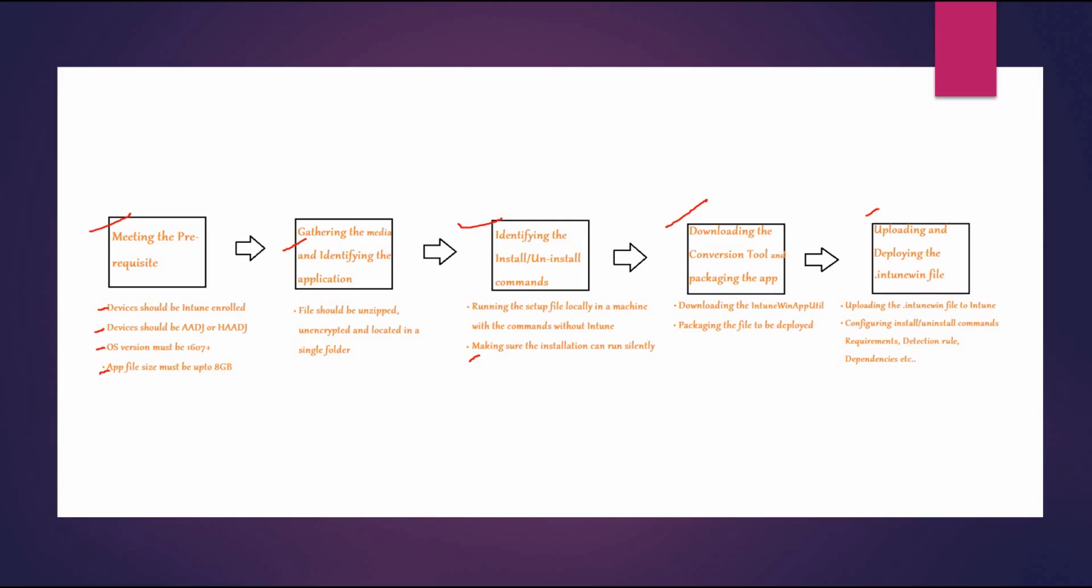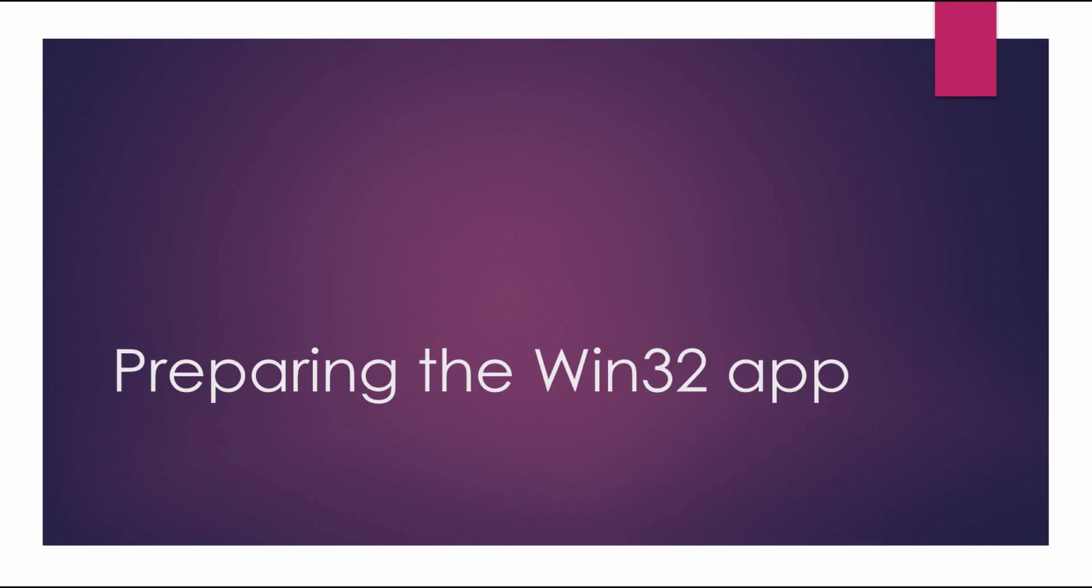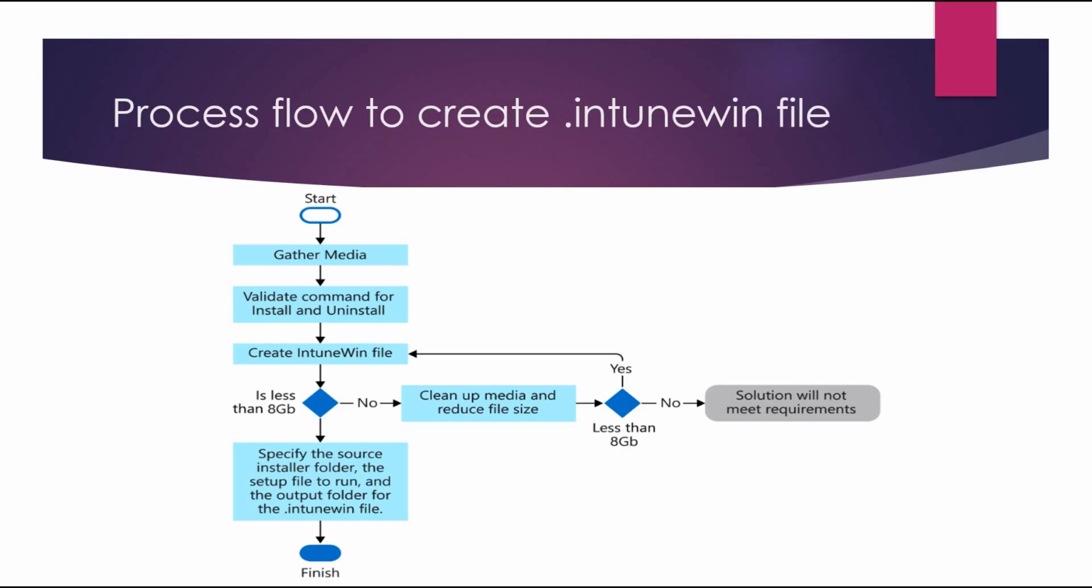And there are some other considerations also that the admin might have to make while preparing the Win32 application, which we are going to see now. So this is a screenshot that I took from docs.microsoft.com. It tells us the process to create a .intunewin file, and it's self-explanatory. First, we gather the media, then we identify the install and the uninstall command. This is also something which we are going to discuss a little bit later on, how to identify the install and the uninstall command of a .exe.